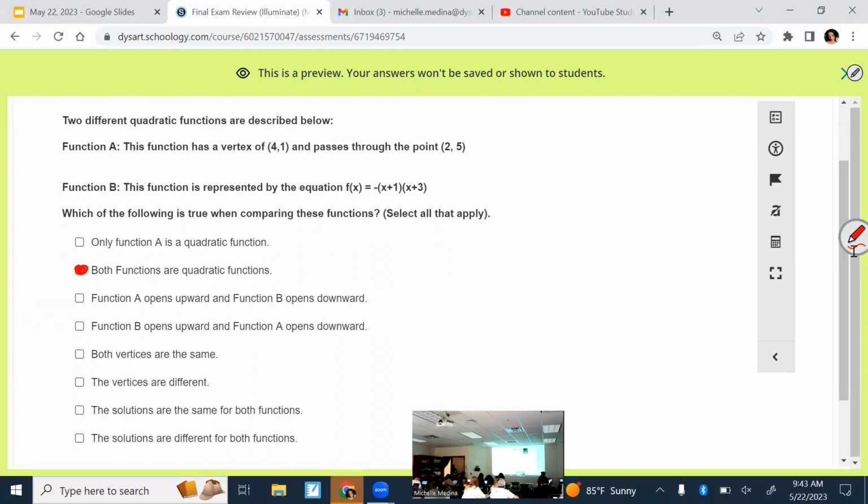Now function A opens upward, function B opens downward. For function A, at first, looking at this earlier, I thought there might not be enough information, but there actually is. My vertex is what part of the U in a quadratic? It could be the bottom or the top. It just depends. So it's the middle of the U, the turning point. So find where (4, 1) would be. I sketched a coordinate plane. 1, 2, 3, 4. 1 would be right here for the vertex. And then it passes through the point (2, 5). So 1, 2, 3, 4, 5.